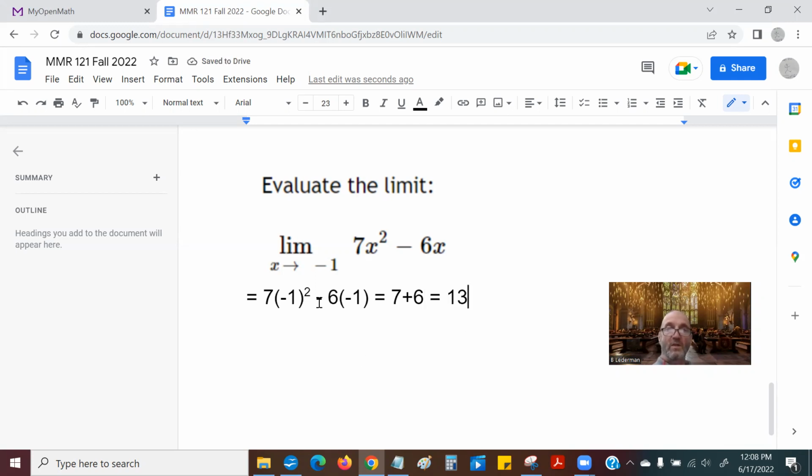Why is it plus 6? Because the negative and the negative cancel. Why is it positive 7? Because the negative 1 squared gives me positive 1, so just 7 times 1 plus 6, 7 plus 6, 13. And that is the answer.